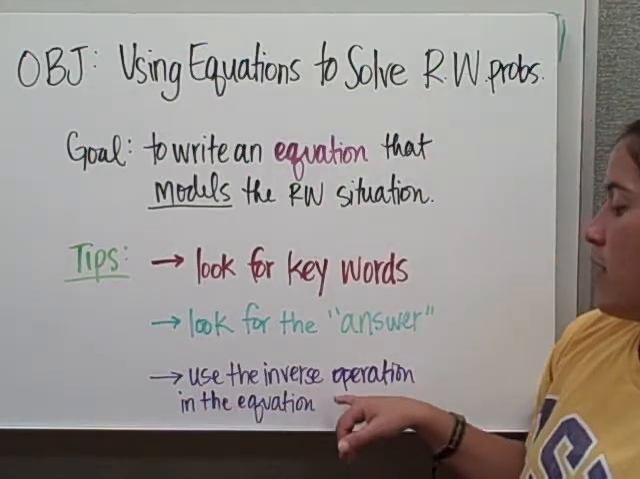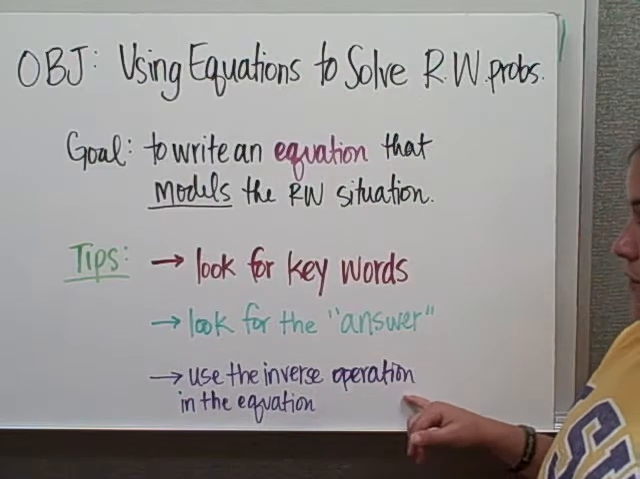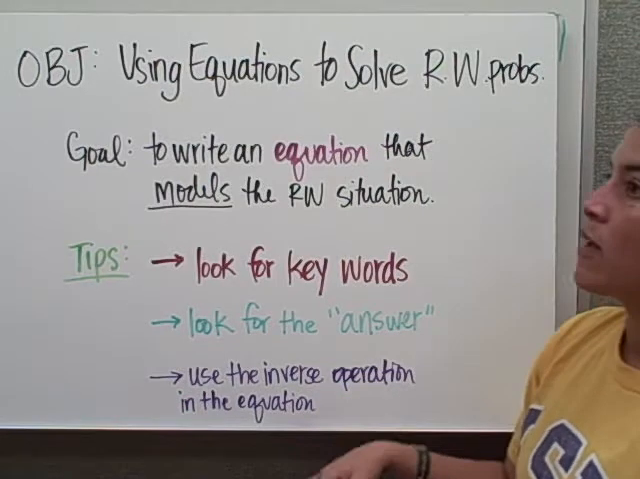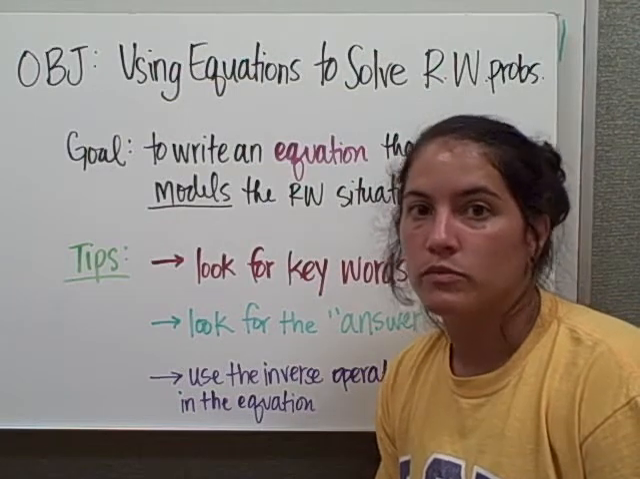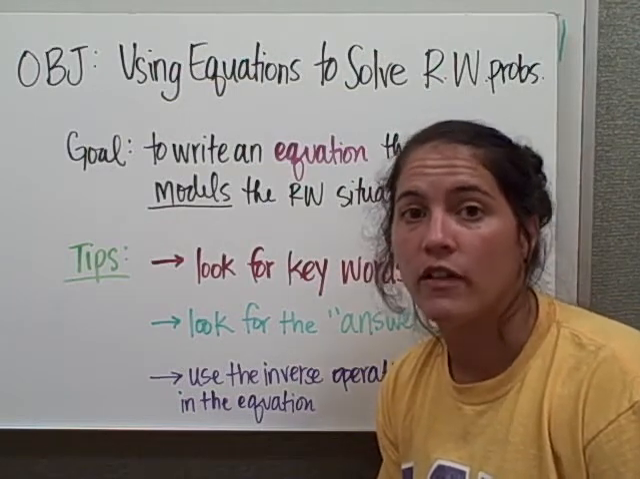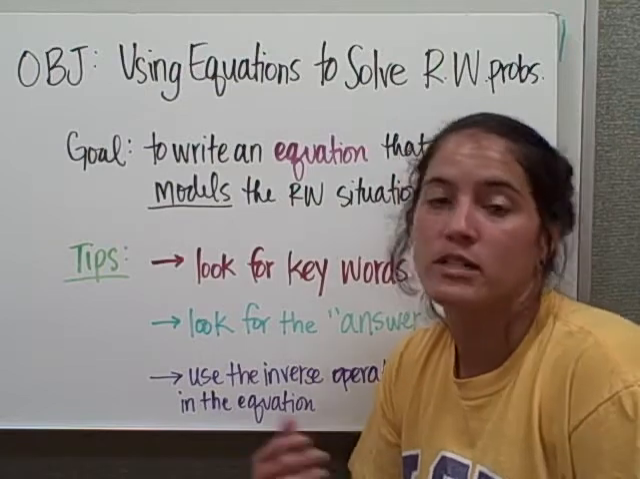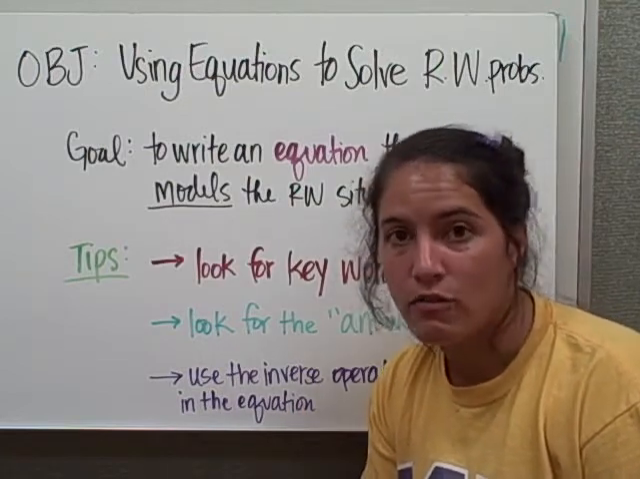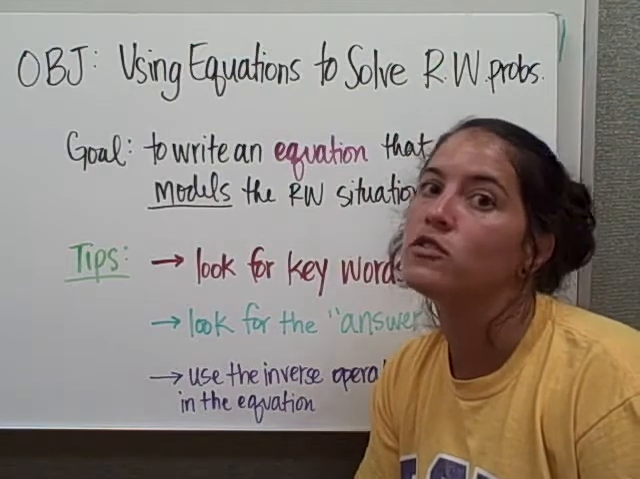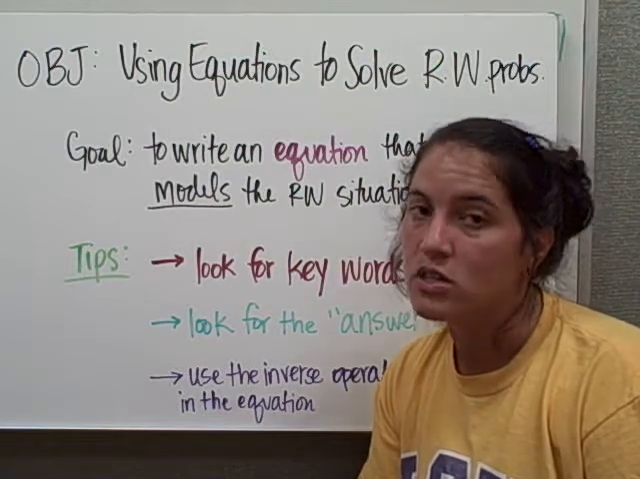And the other tip is use the inverse operation in the equation. So a lot of times when you read a word problem, you already know how to solve it. You know, oh, I need to add, or oh, I need to multiply, because you know how to solve it. If you know how to solve it, then you know how to write an equation, because you have to use the inverse to solve it.